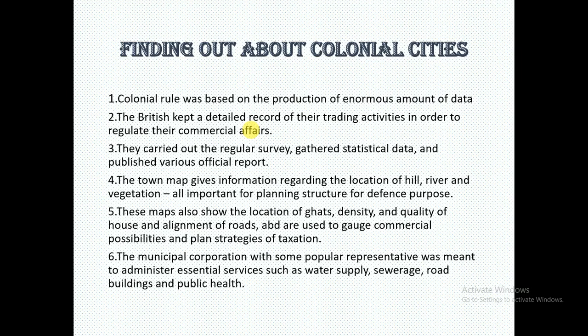After that they carried out regular surveys, gathered statistical data, and published various official reports of the Indian map and other things, and later the town maps gave important locations of hill stations, river banks, vegetation, and other things. Different types of maps were introduced by the British, especially for defense purposes, and these maps also show the location of the ghats, the density and quality of the houses, and the alignment of roads, and were used to gauge commercial possibilities and plan strategies for taxation, right?